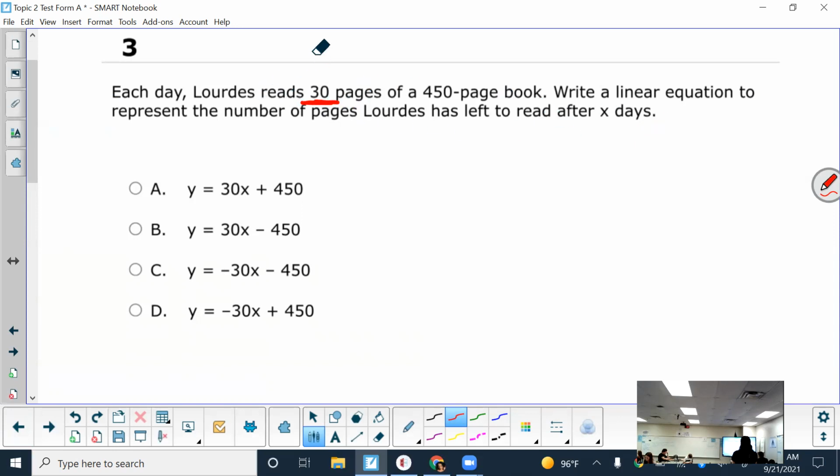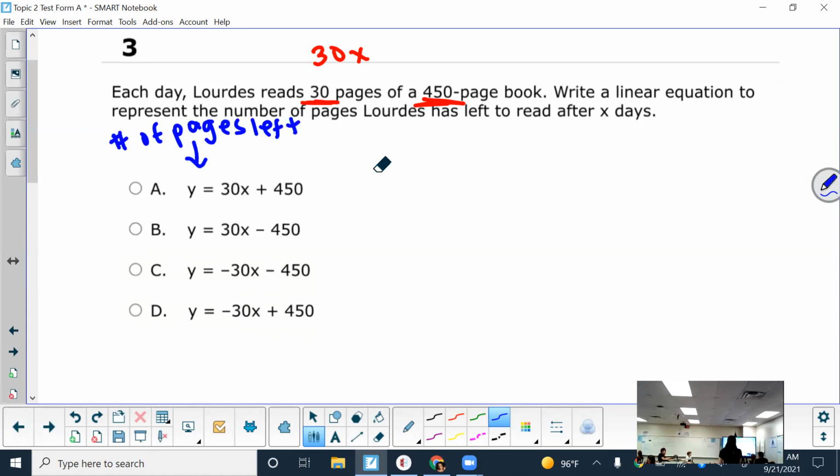So I know that my m is going to be something close to 30x. And then the y-intercept is basically how many I'm starting with. So in this case, it's 450 pages that I'm starting with. Now here, it basically has that. It's just the signs. So you have to look at what it's asking. It needs to represent the number of pages she has left to read after x days. So y should be number of pages left.